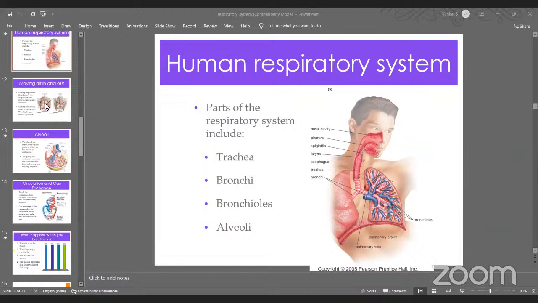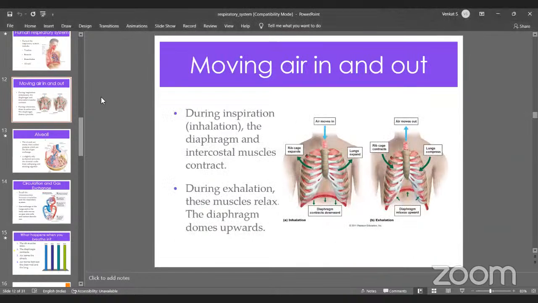See, the movement of air into the lungs. In the first diagram, air moves in. In the second diagram, air moves outside. So what is the observation from the two diagrams? The diagrams show the expansive and relaxed modes.